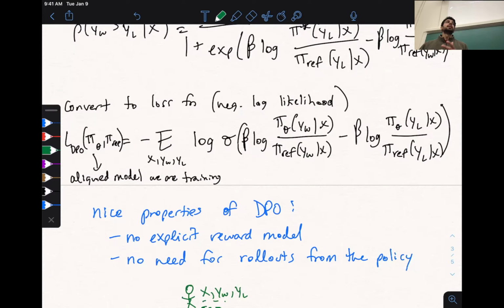Given the DPO loss is based on the optimal policy, does it mean RLHF will always be inferior to DPO? No. First of all, the DPO loss is not based on the optimal policy. That loss term, remember, is using this pi sub theta, which is the current policy.